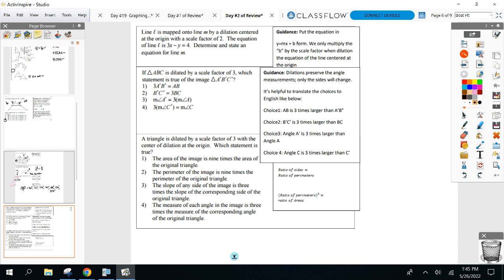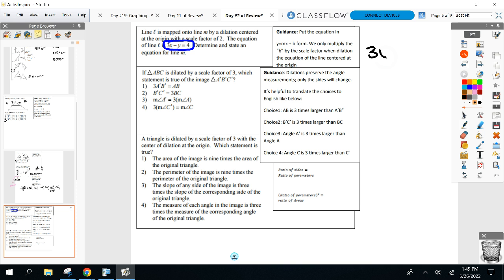All right, let's go to dilations now. Line L is going to be dilated by 2. What's the new equation? First thing we got to remember, when I dilate a line, what stays the same? What do I know about the original and the new line? Always parallel, so they will have the same slope. Anytime you dilate a line, it remains parallel. The only thing that's going to change is the y-intercept.